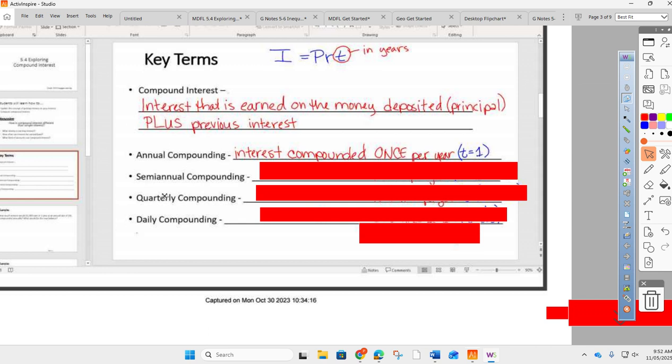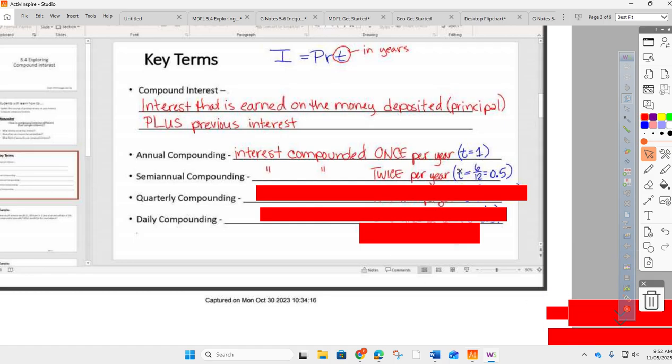Semi-annual compounding. We've used these terms before. Semi-annual means how many times a year? Semi means interest compounded twice per year. Twice per year is every 6 months, so 0.5 is your compounding period. 0.5 would be your T if they tell you it's compounding semi-annually. So you can't figure the interest over time as just one time if it's compounded more than once a year. You'd have to figure it in increments of time.